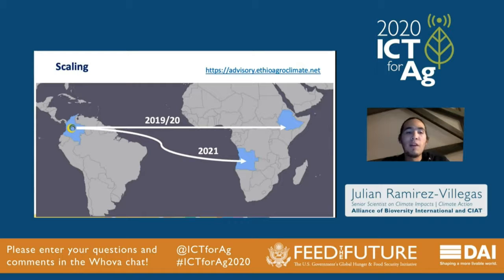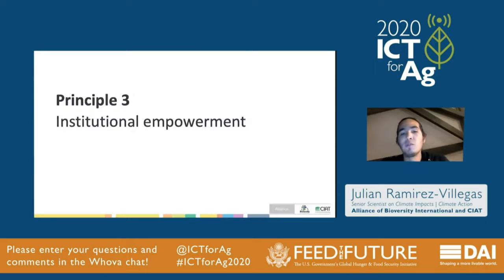For the rest of Latin America, we aren't using exactly this type of forecast platform, but we're using, in collaboration with the International Research Institute for Climate and Society, the IRI, what they call the data library, which provides some of the functionality that is needed to access climate forecasts. But perhaps more important than what we use exactly for the digital part of this is principle 3, which is institutional empowerment.